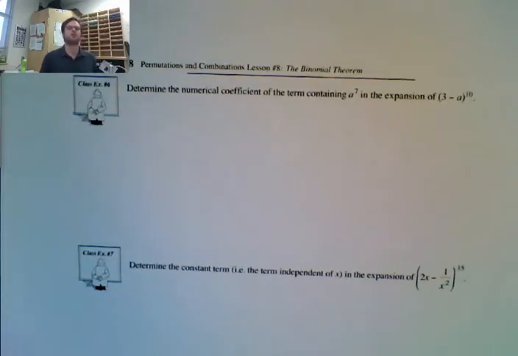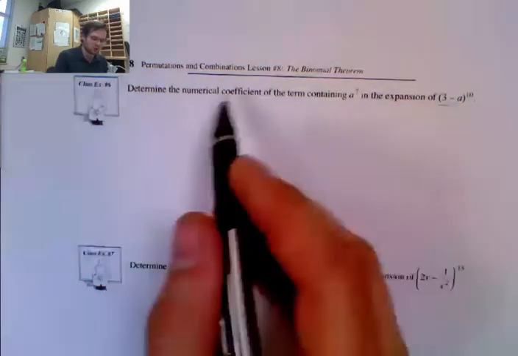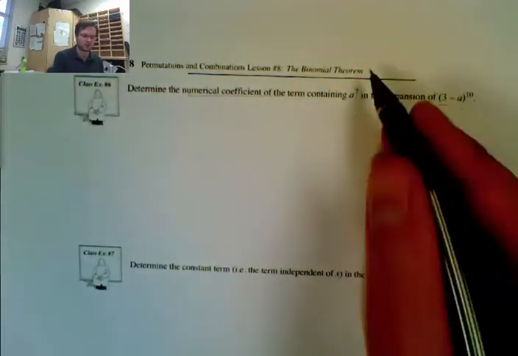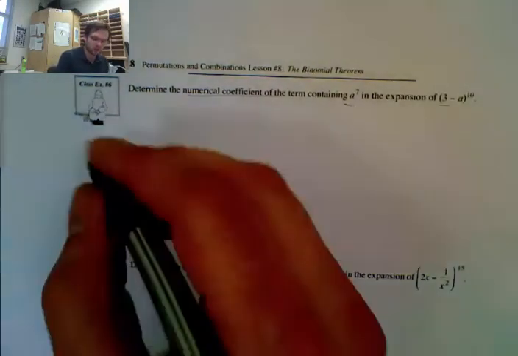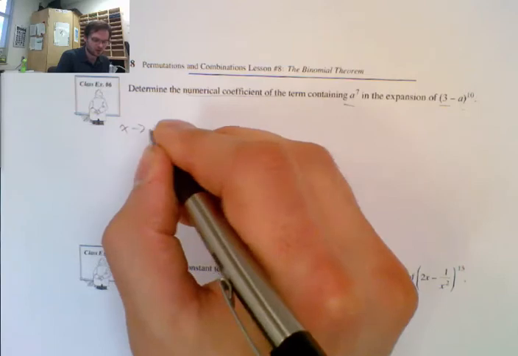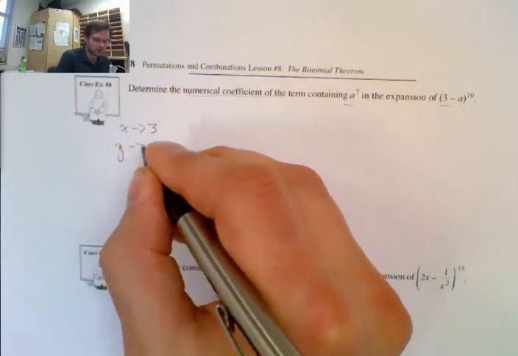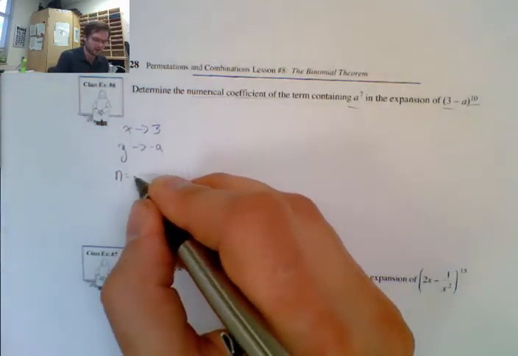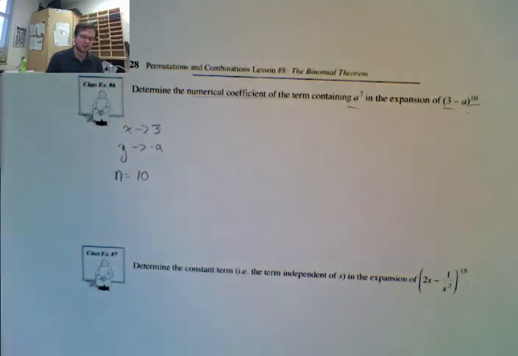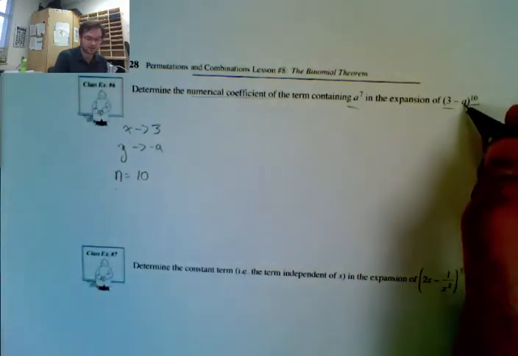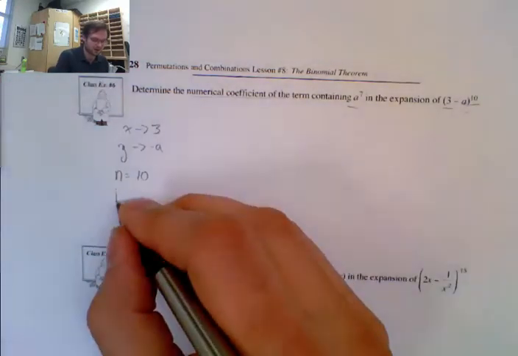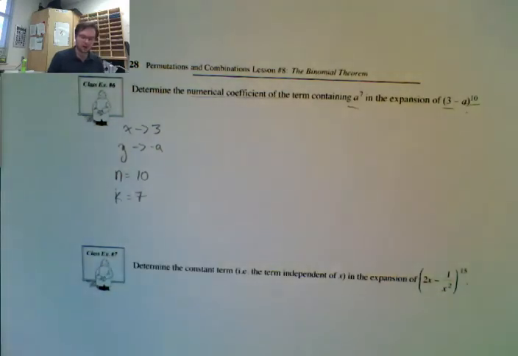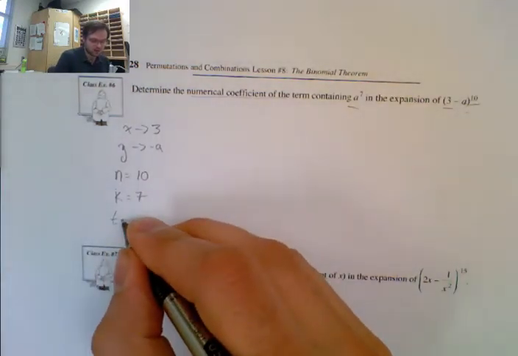Okay, so let's look at this question here. This will be our last one. So let's just figure out what we know. We want to determine the numerical coefficient of the term containing a to the 7. So first of all, I know x goes to 3, y goes to negative a, and we want a to the 7. We know n is equal to 10. So a to the 7 means that, since this is my y, my k value is 7. K is equal to 7, and my term is the 8th term.